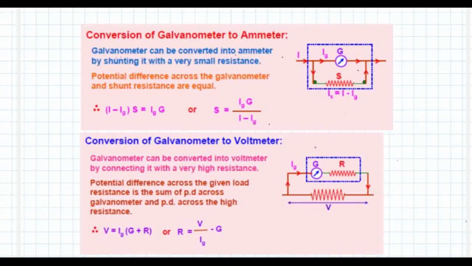Conversion of a galvanometer into an ammeter and into a voltmeter is a very practical application of the galvanometer.